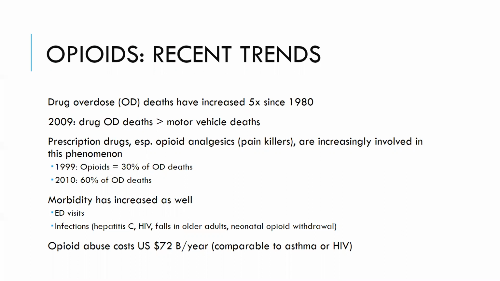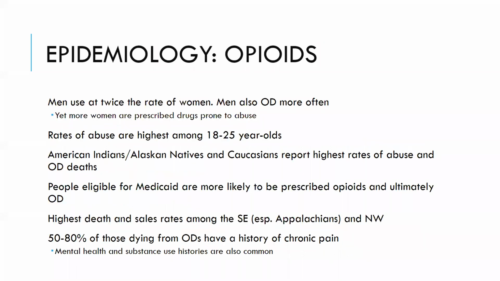In 1999, opioids accounted for about 30% of all overdose deaths, whereas in 2010, this number had doubled to about 60%. Morbidity has increased as well, so it's not just deaths, but overall impact on quality of life. We're seeing more and more emergency department visits, as well as infections such as hepatitis C and HIV caused by needle sharing, an increased number of falls in older adults, and a much larger number of babies being born with active opioid withdrawal. Opioid abuse costs the United States about $72 billion a year, which is comparable to the toll of asthma or HIV, for reference.